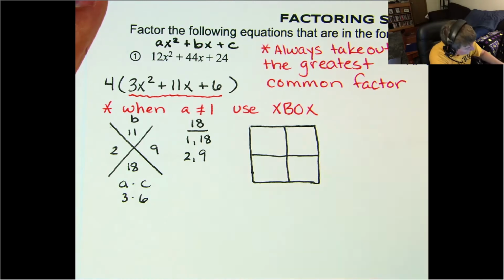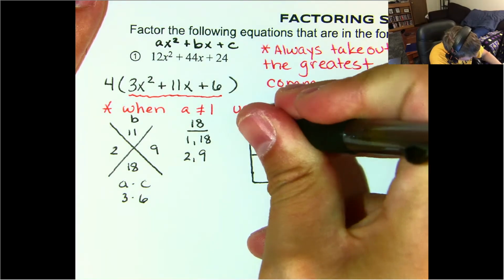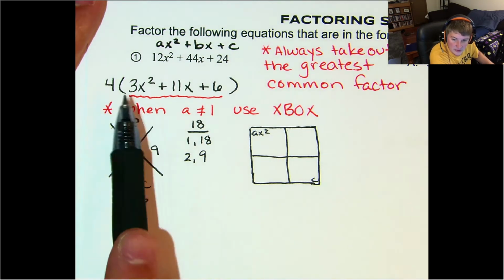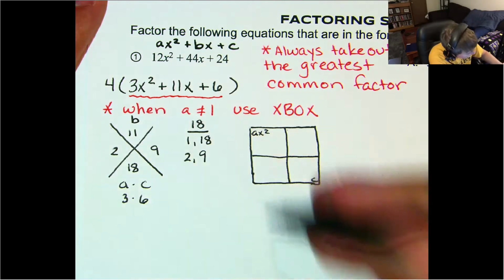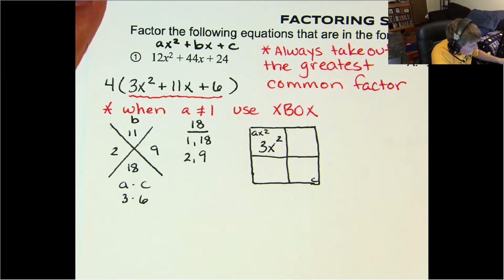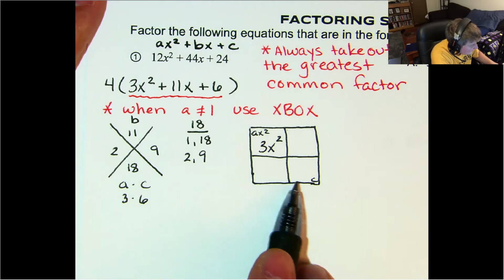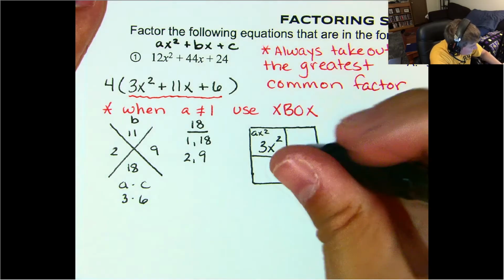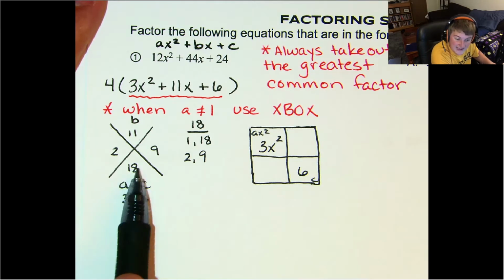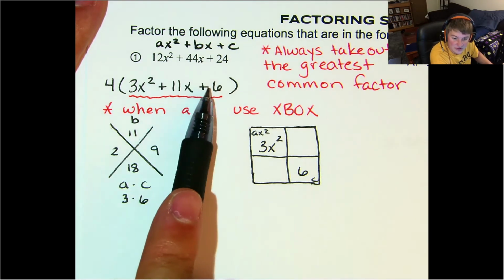Okay, so the ax squared term goes here, and our c value term goes here. So ax squared for me looks to be 3x squared. So I'm going to put that there. And then the c value term looks to be 16. Now, it's a pretty common mistake for people to put 18 here, because that's what we got here, but I want the original c value term.